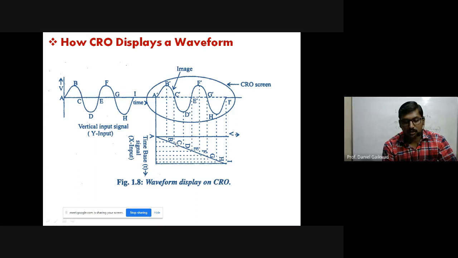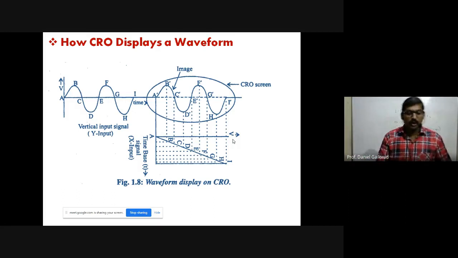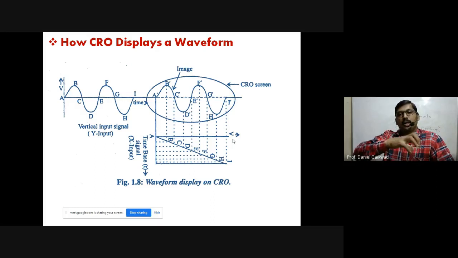That increasing voltage is given to the horizontal deflection plates, and the horizontal deflection plates move the beam from left to right. So only the time base moves the beam from left to right. Now the input signal is positive, meaning voltage goes on increasing, becomes maximum and then decreases. That voltage is given to Y, the vertical deflection plates, which get the voltage from 0 to maximum.